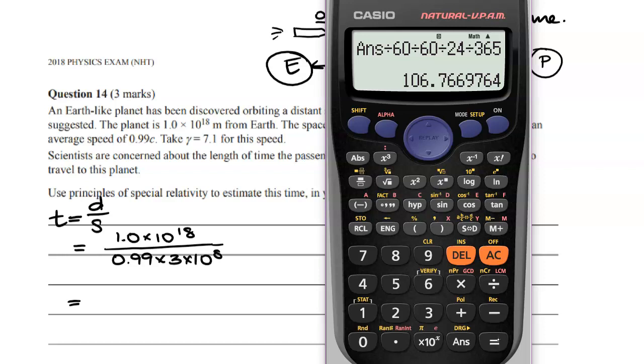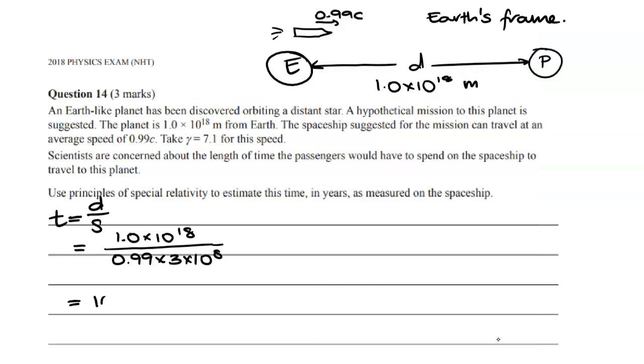I'm not rounding it off, I'm just cutting it off. 106.76 years.